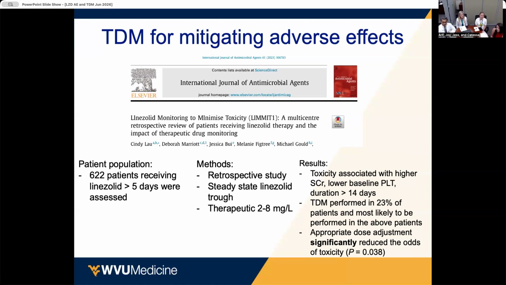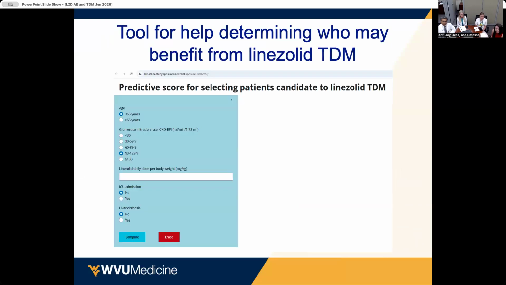But appropriate dose adjustments significantly reduced the odds of ongoing toxicity, or of developing toxicity if it was obtained prior to a toxicity developing. So we have published literature showing that if we achieve a therapeutic concentration at steady state, we have better outcomes and we could mitigate adverse events. We go into our next slide here.